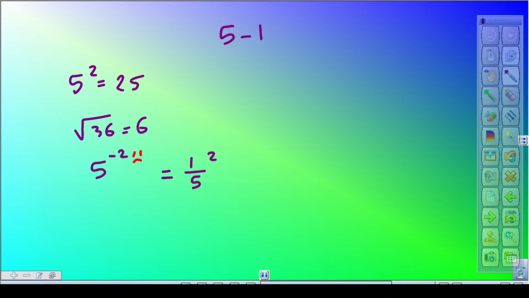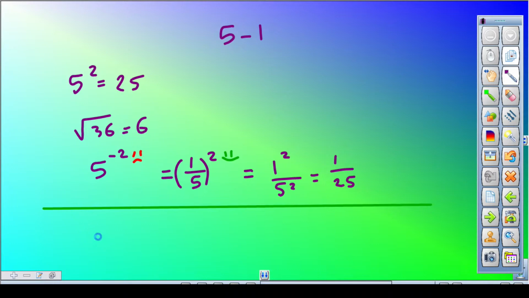So there's a green color for the power. And now this 2 here is going to belong to both the 1 and the 5. Basically you're going to say 1 to the second divided by 5 to the second, which is 1 over 25. So keep that in mind: if you have negative exponents, you have to flip the base.